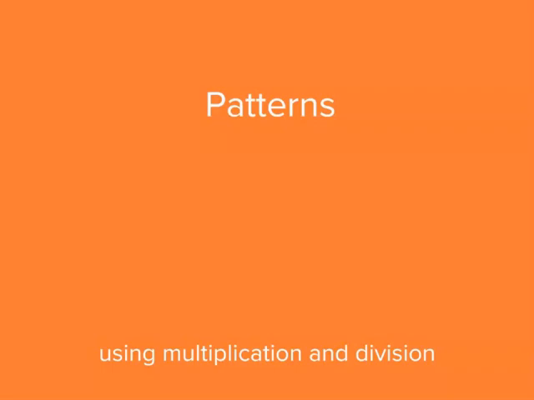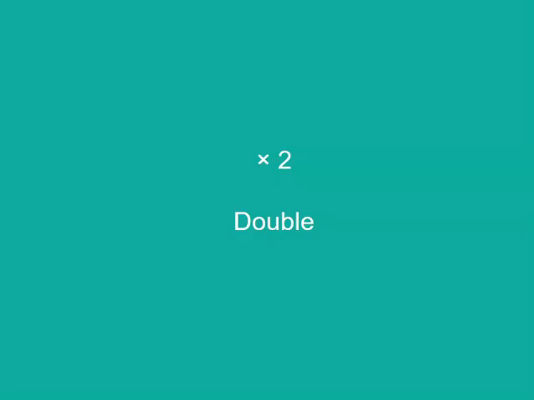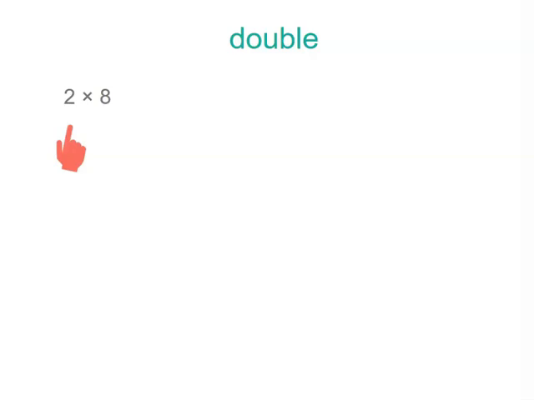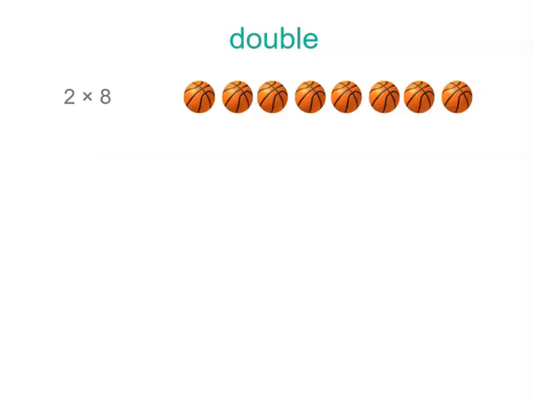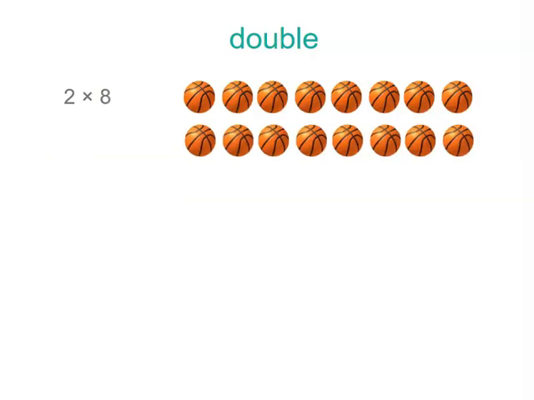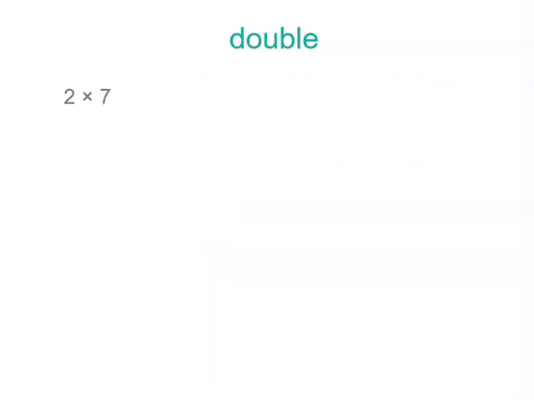Multiply and divide, we can use some really neat patterns, such as multiplying by 2 as the double. 2 times 8 is the double of 8, 8 plus 8, which equals 16. Now, if you don't remember the double of 8, what about if you add 8 to 8? Can you add on 10 and subtract 2 when you're adding 8? Perhaps you could try that.